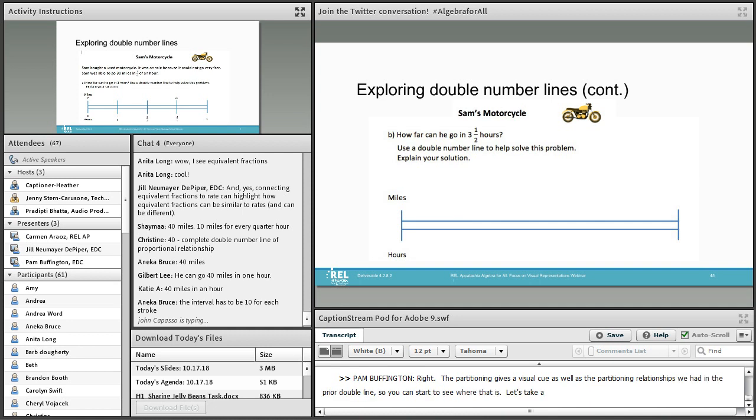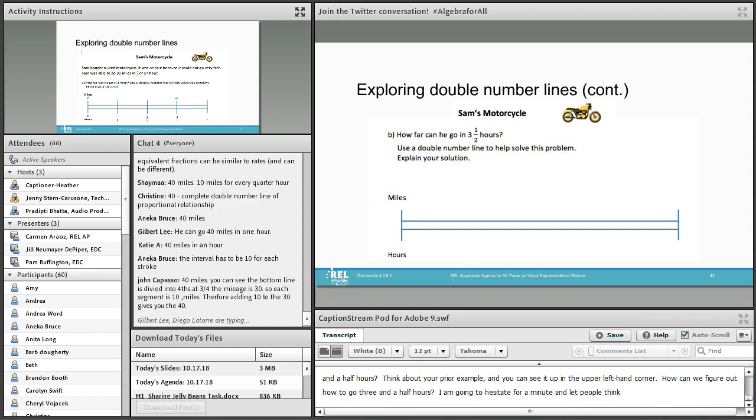Let's take a look at this particular example. So how far can you go in 3.5 hours? Think about your prior example, and you can see it up in the upper left-hand corner. How can we figure out how to go 3.5 hours? I'm going to hesitate for a minute and let people think about this.